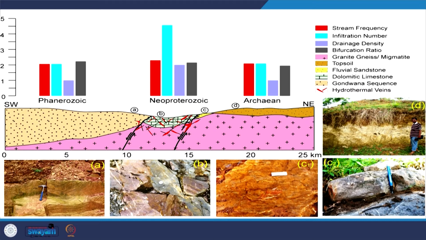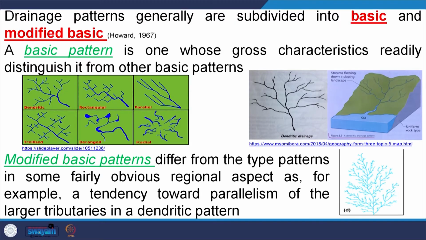So, that means this lithology, with its medium porosity and permeability, is important in defining what type of drainage structure and what type of drainage pattern will be there. Drainage patterns are generally subdivided into two types: basic type and modified basic type. Basic types means that by looking at a drainage pattern, it appears in your mind that this is a parallel pattern, this is a dendritic pattern, like that. These are called the basic types. And modified basic type means within that basic type there are local changes.